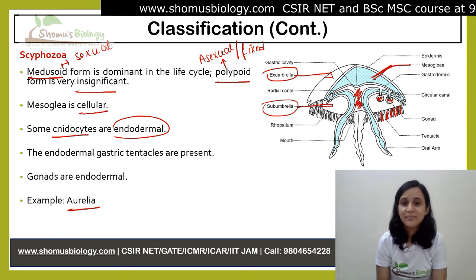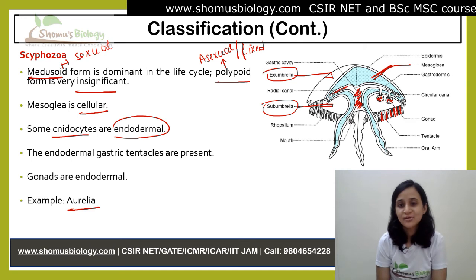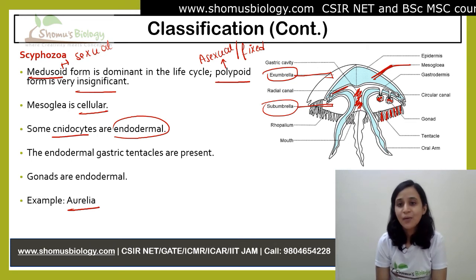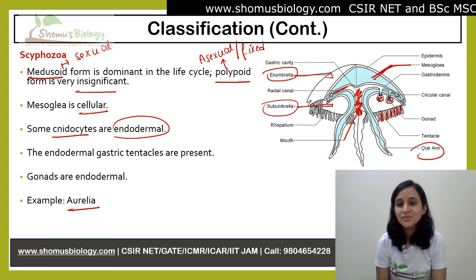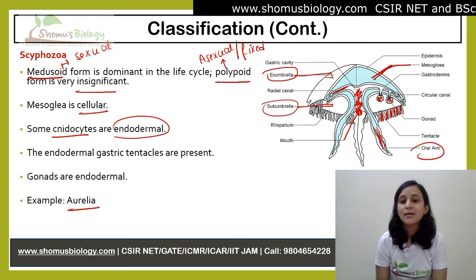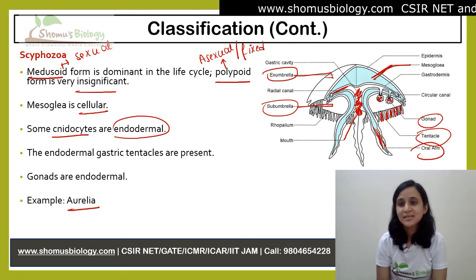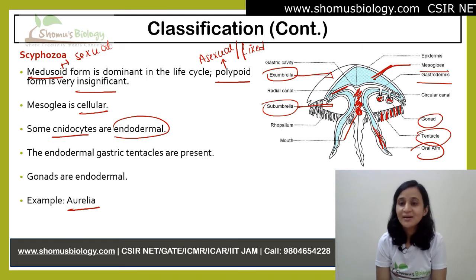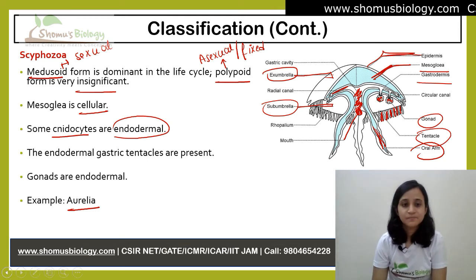Here we can see, and they also have radial canal, so they have also a canal, and the mouth originates from here, and they have some oral arms. So here you can see these long arms, they are actually coming from the mouth part. They have some tentacles, they have gonads, and they have gastrodermis, and they also have mesoglia that has number of cells, and the epidermis part is this part, that is the outer part.